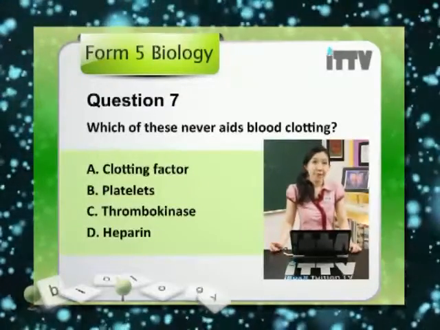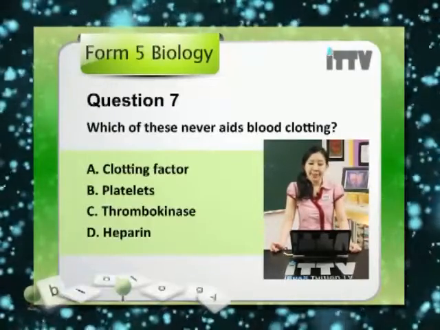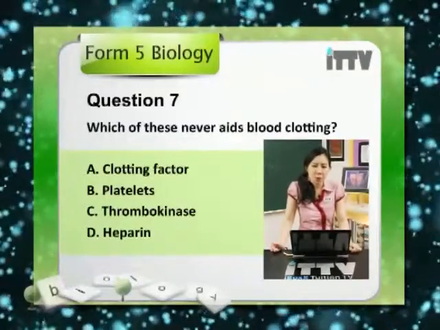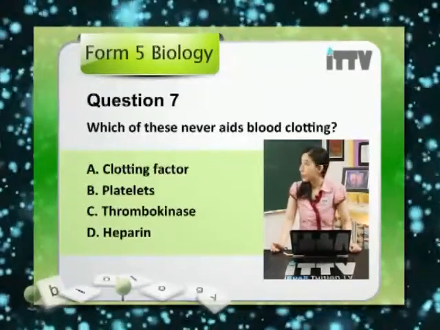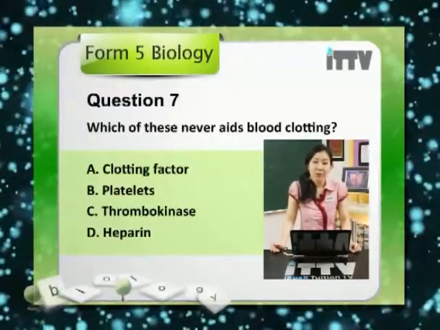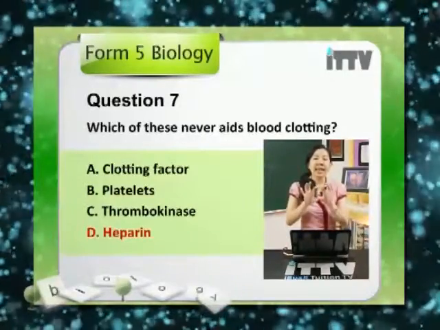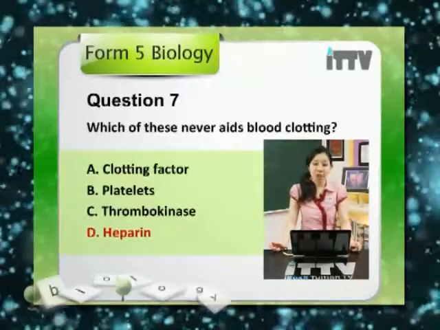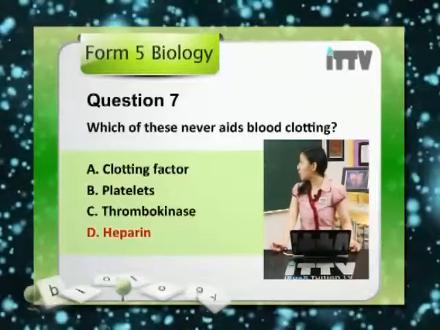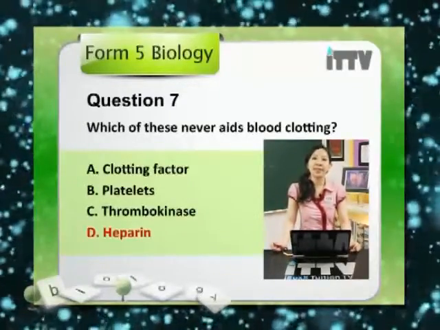Now, of course, we know clotting factors like factor 7, thrombokinase, they're all very important. Platelets are the ones that release thrombokinase. So they're really very important. So the only answer for this is heparin. Heparin is there to prevent blood from clotting in undamaged blood vessels. Heparin is also produced in the liver, just like prothrombin. But heparin doesn't aid in blood clotting. It prevents blood clotting.